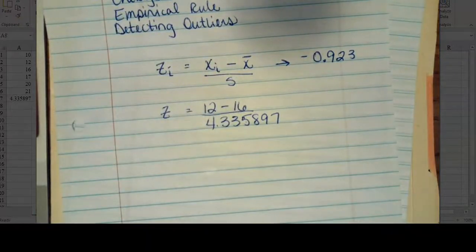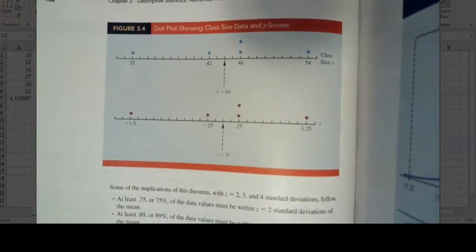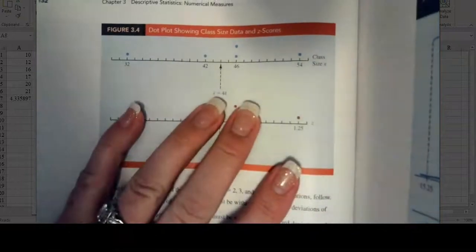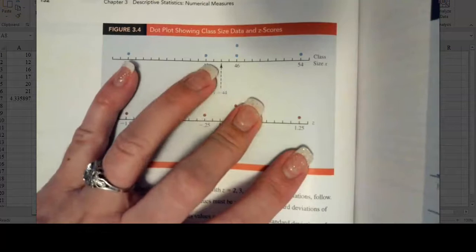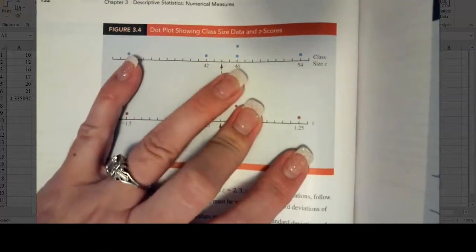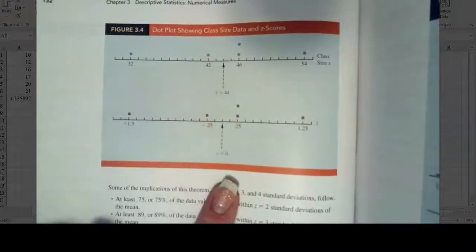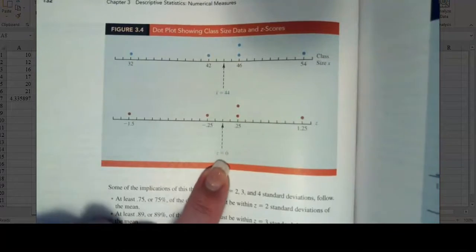Now, I'm going to show you something else in the book, because it helps you see what we're doing. I could do this for all 6 data points, but it gets kind of globby. Here's what we've got. Different data, but we found the mean was 44. We've got data points at 32, 42, 2 data points at 46, and 1 data point at 54. Once those were standardized, we found our mean was 0.